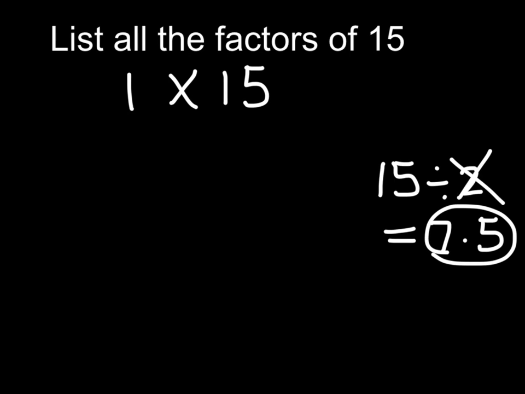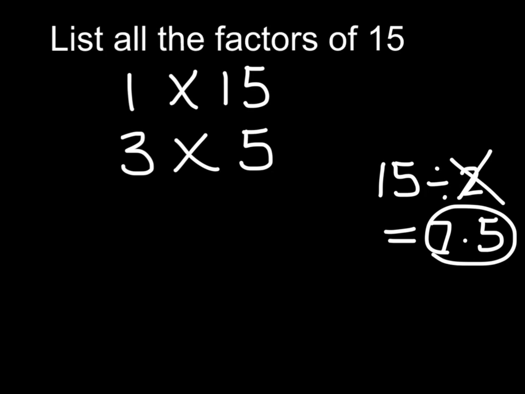Okay, so we've tried 1, we've tried 2, the next number I'm going to try is 3. Can we divide 15 by 3 without leaving a remainder? And we can, because 15 divided by 3 is 5. So the next factor I'm going to write down is 3, and 3 multiplied by 5 is 15. So therefore, 3 is a factor of 15, and also 5 is a factor of 15 as well. Okay, so we've tried 1, 2 and 3. The next number I'm going to try is 4. Can we divide 15 by 4 without leaving a remainder? No, we can't, so I'm not going to write that one down.